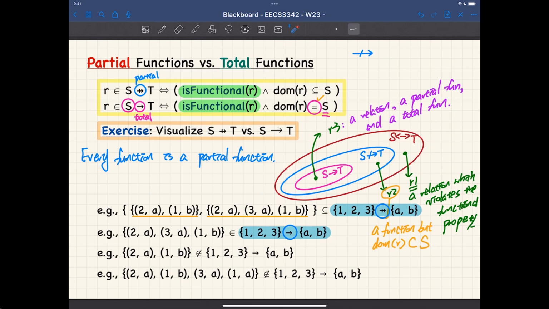All right. Number 3, is it also a total function? Yes, because 2, 3, 1 here exactly equal to 1, 2, 3.